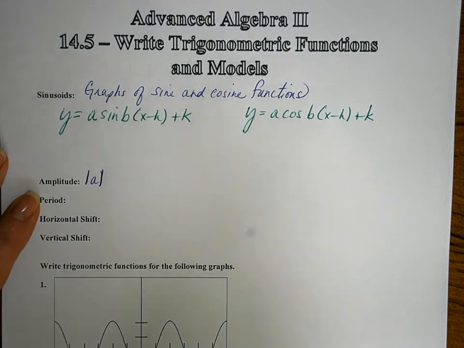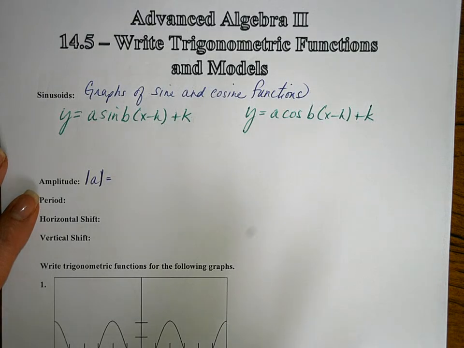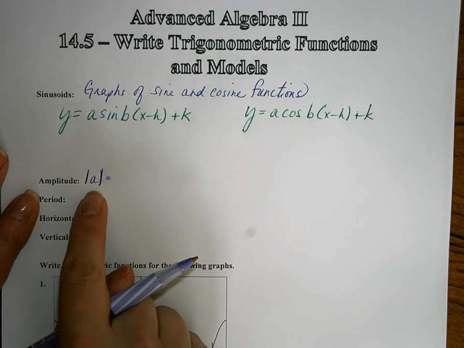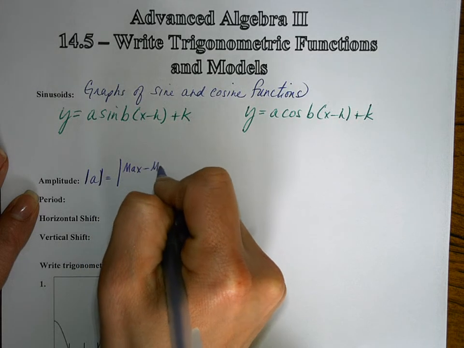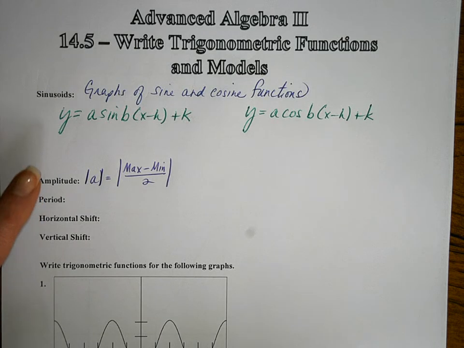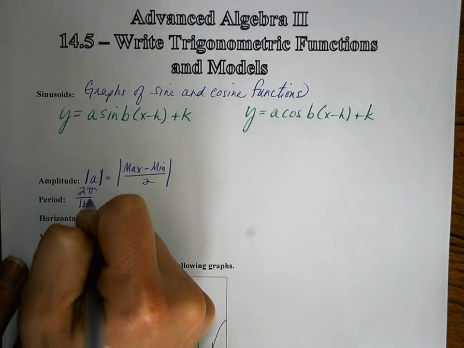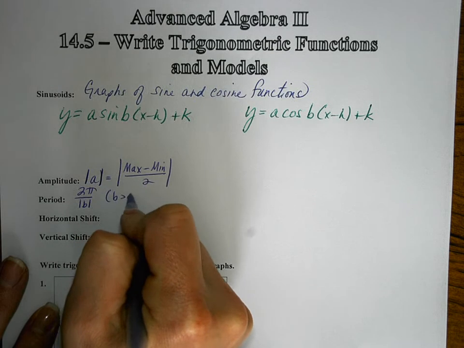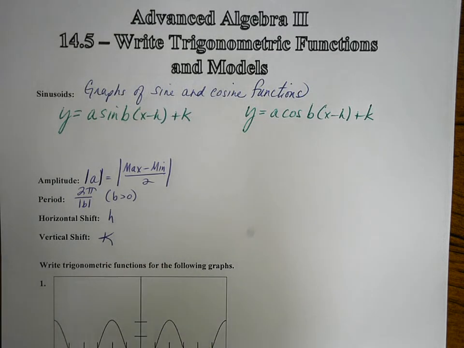Amplitude is the absolute value of a, but I also want you to realize that there's another way to refer to amplitude, and I talked about this back when we graphed, but it never became an important component. So the amplitude is the absolute value of a, but it is also the absolute value of the maximum value, subtract the minimum value, divided by 2. Maximum minus the minimum divided by 2. All right. Then we decided that the period is 2 pi over the absolute value of b. Remember that b always has to be bigger than 0. My horizontal shift is the h, and my vertical shift is the k.